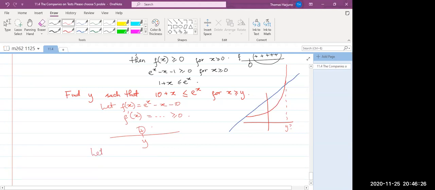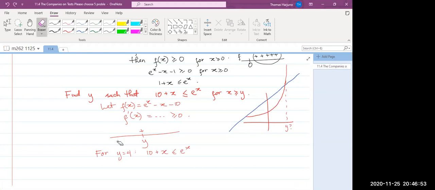So you can set y equals, let's say, 5. Maybe 5 is too big. How about 3? Maybe 3. 4 definitely works. Okay. For y equals 4, 1 plus x less than or equal to e to the x. For x equals 4, 14 is less than or equal to e to the 4, right?